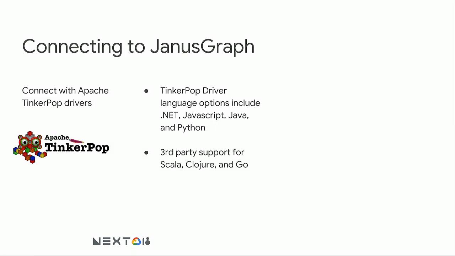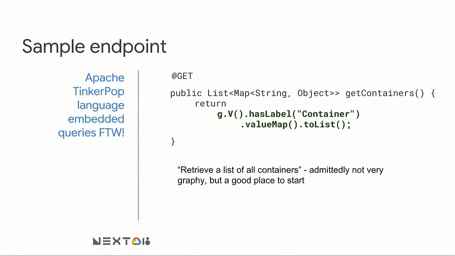As we mentioned, JanusGraph works with TinkerPop, and the TinkerPop project provides a number of drivers in different languages. There are project-supported client libraries in .NET, JavaScript, Java, and Python, as well as third-party supported Scala, Clojure, and Go libraries. When you write queries in the TinkerPop library, the queries themselves are not text. They're very fluent and they're written in the language that you're using. So in this case, in Java, this is what a query would look like.